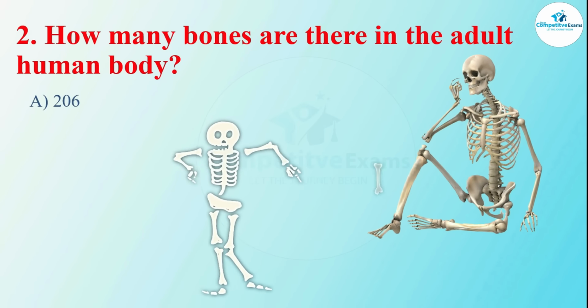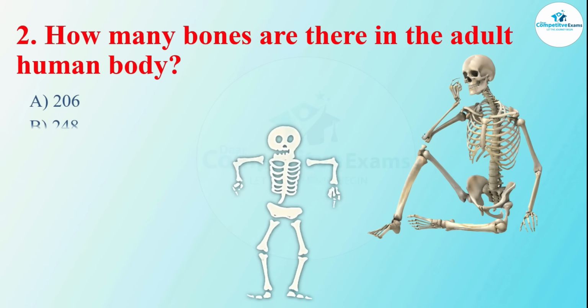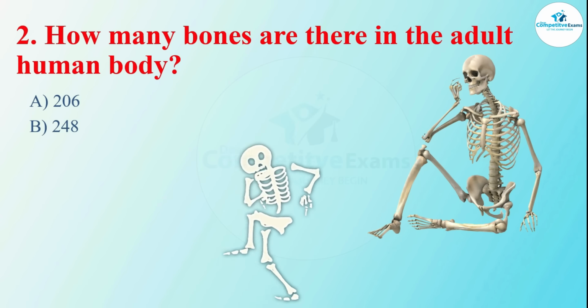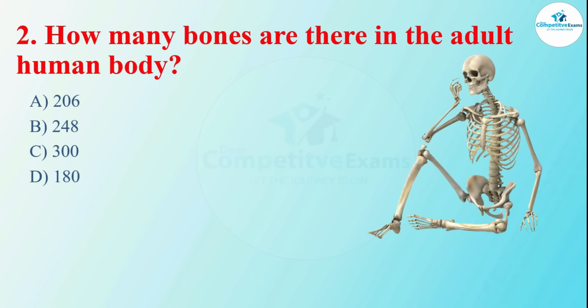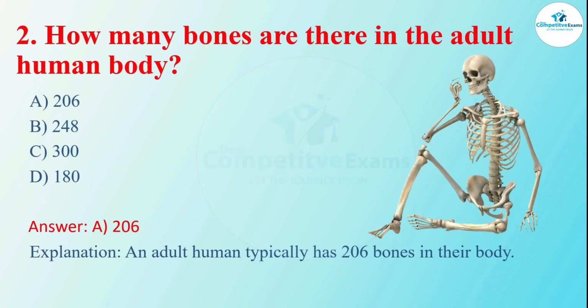Your answers are 206, 248, 300, and 180. The right answer is 206. An adult human typically has 206 bones in their body. Let's move on to question number 3.